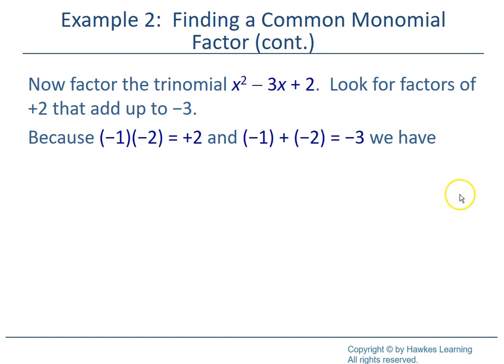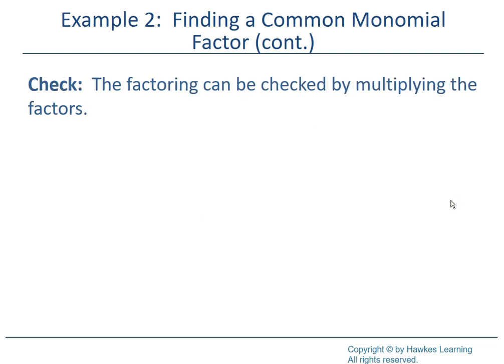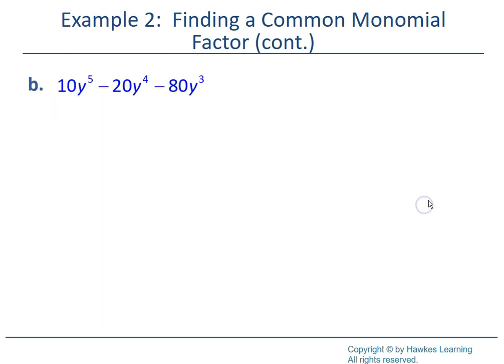And then we factor this, and there's our answer. Now, of course, you can reverse it by FOILing and then multiplying through by the 5, and you get your original check.